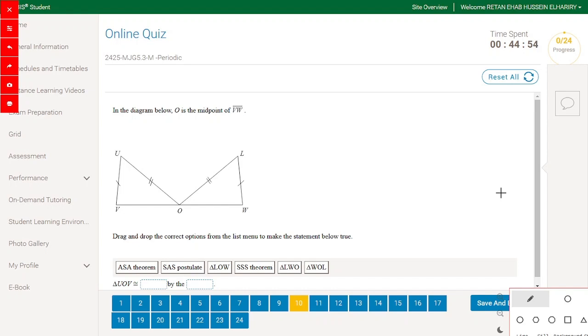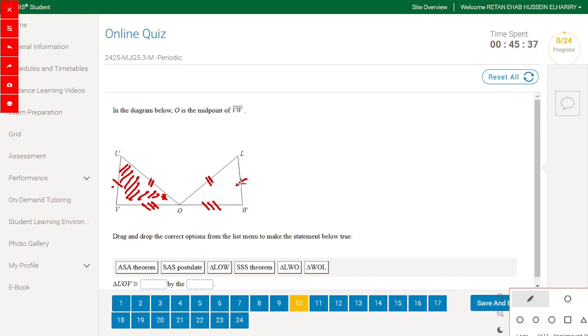In the diagram below, O is the midpoint of VW. So this side will be congruent to this side and equal. And I have this side equal to this side and congruent, and these two sides also are equal and congruent. Now drag and drop the correct option from the menu to make the statement below true. Now, triangle UOV, this triangle is congruent with which triangle here?